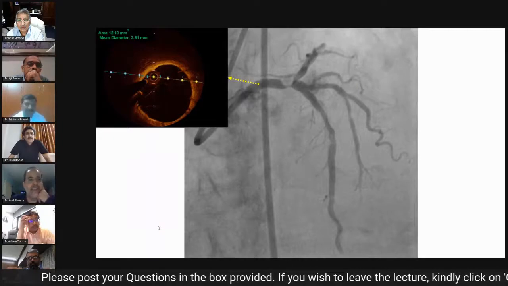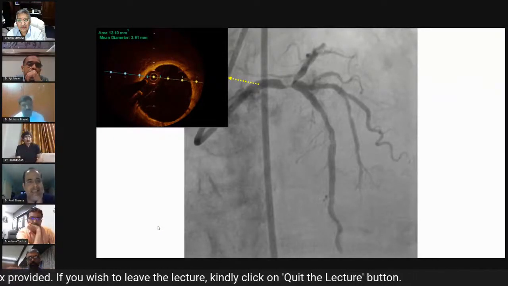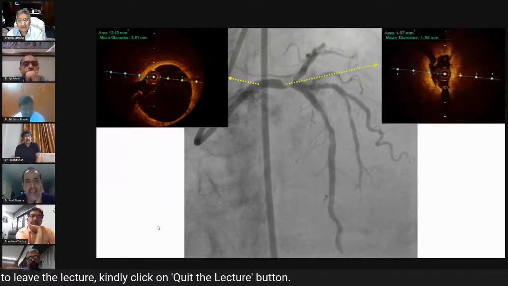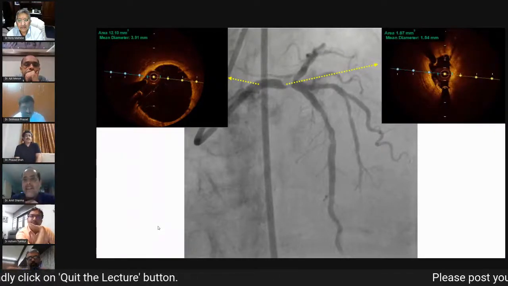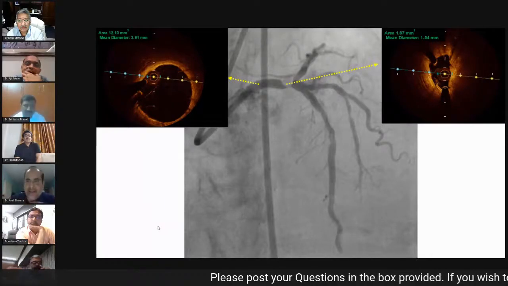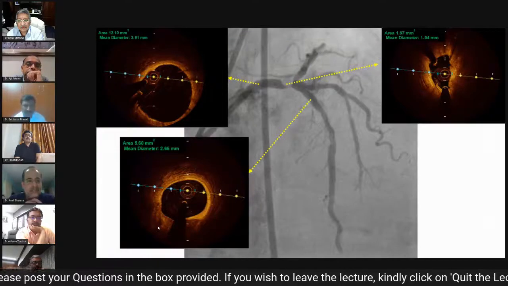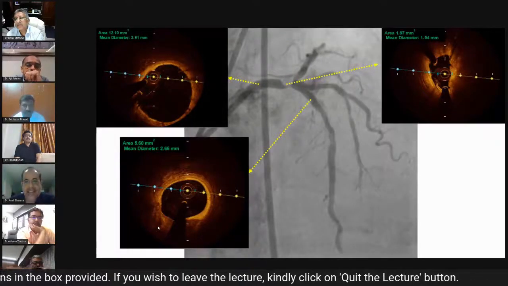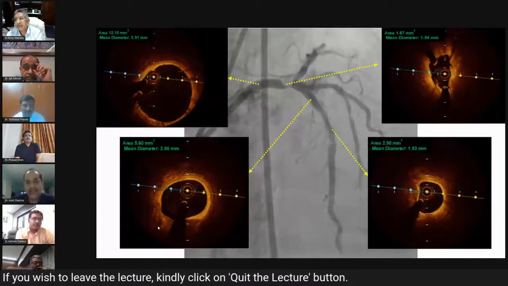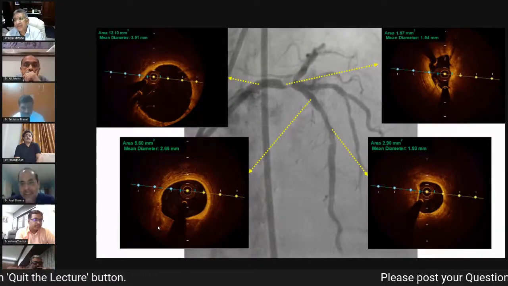The left main, if you see the body, the diameter was around 3.9 on the OCT, and the area was about 12.1. This was the most critical part that we saw, the distal left main. The area being 1.8, hardly any space there. The proximal LAD was around 5.6 millimeters square, and the mid-distal LAD, surprisingly, which looked angiographically around 20% or so, was quite critically narrowed.